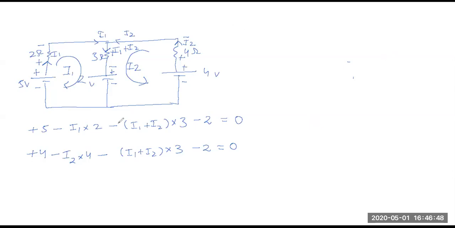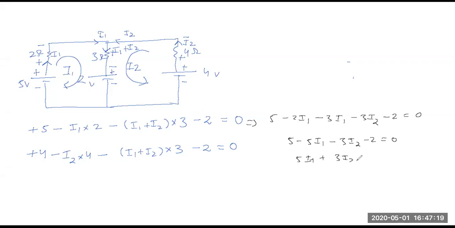Okay. So let's say I want to solve for this one. So this is 5. And then you have minus of 2I1. Then you have minus of 3I1. Then you have minus of 3I2. Then you have minus of 2 equals to 0. So this basically gives you 5 minus 5I1 minus 3I2 minus 2 equals to 0. So this can basically give me 5I1 plus 3I2 equals to minus, sorry, 3 only, right? All of you got the same equation?